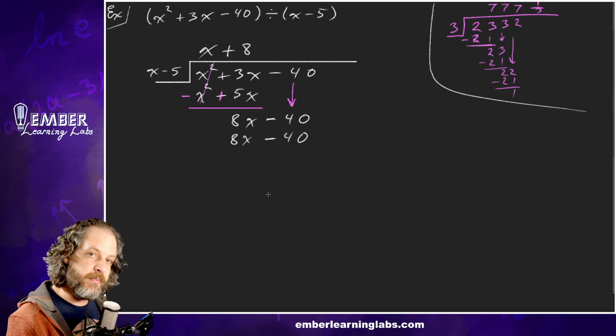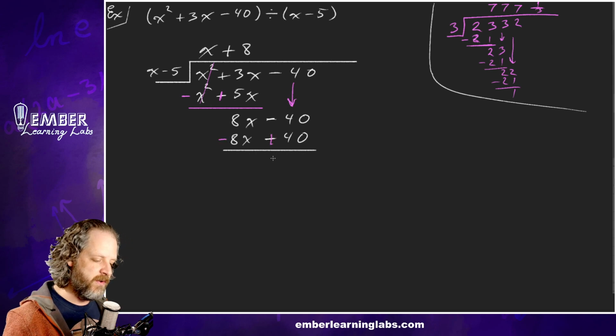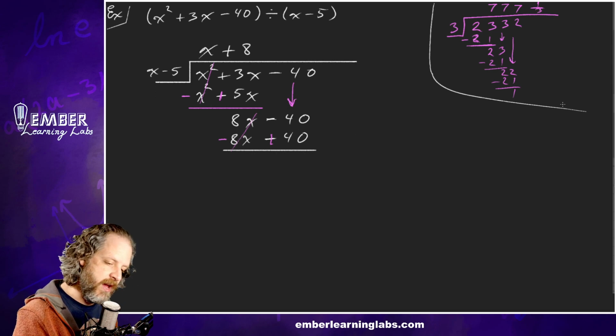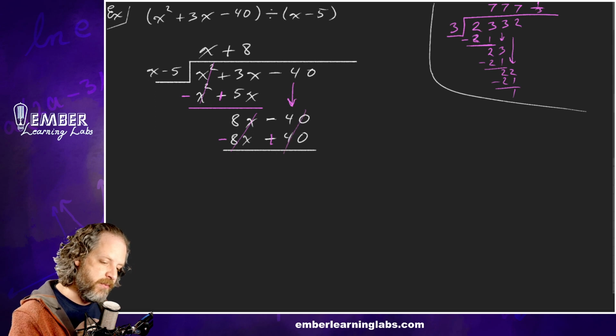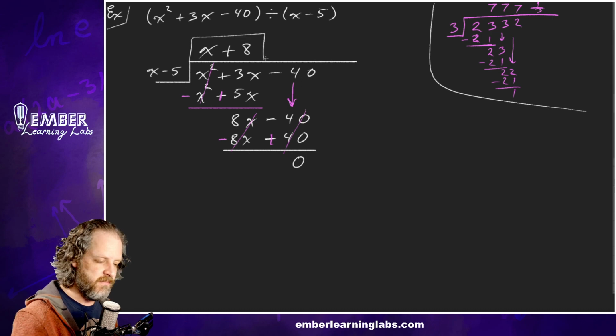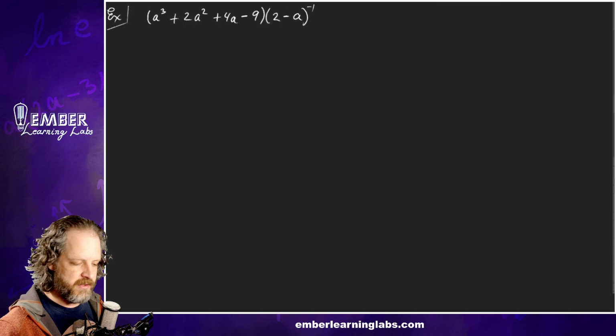Look, this one's going to come out pretty with no remainder. Right? So we're going to subtract, which means flipping both the signs, this one and that one. These cancel, which is what we want and expect. This also cancels, which is not always going to happen. We get a remainder of 0, which means the answer to this problem is x plus 8. That's easy peasy. Let's do another one that's a little bit weirder.